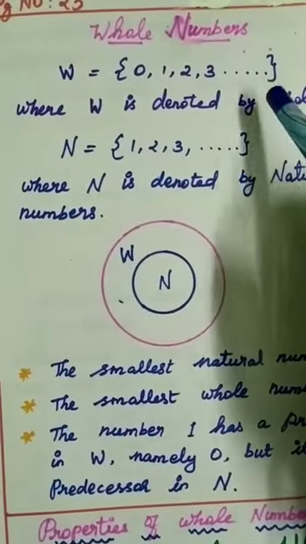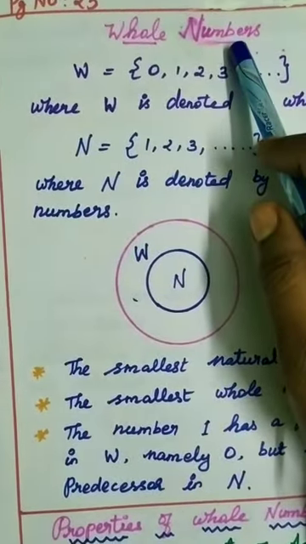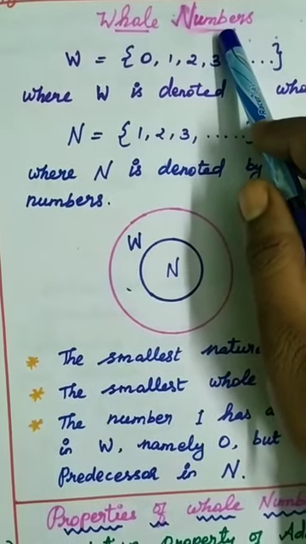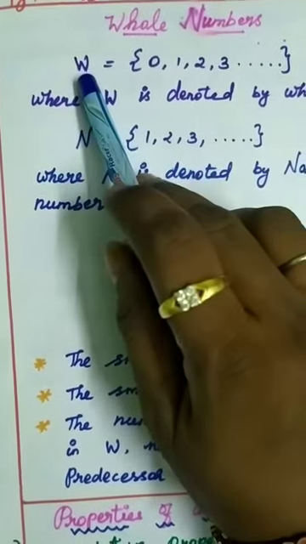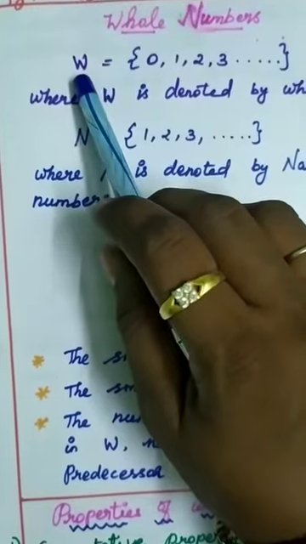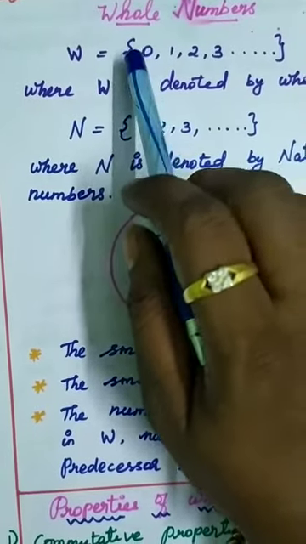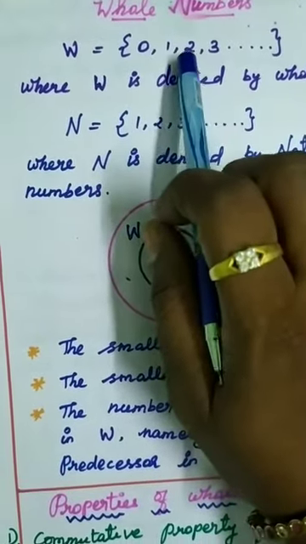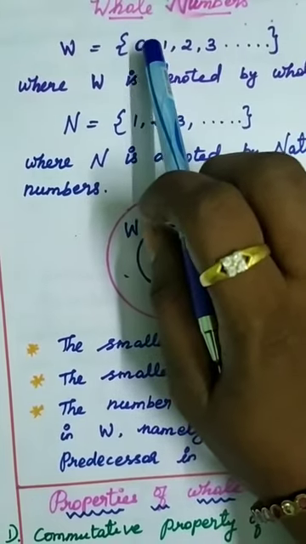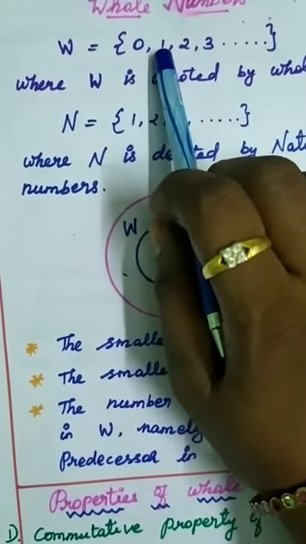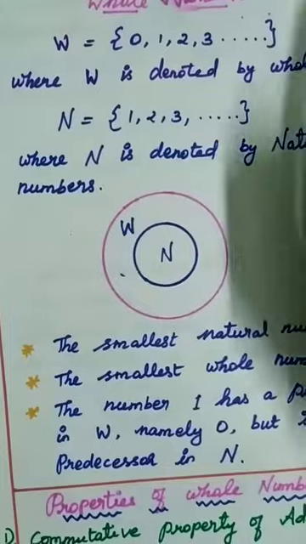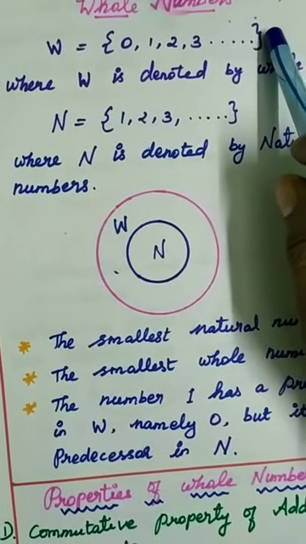Now let's see the first one, whole numbers. Do you know whole numbers? The whole numbers are denoted by the letter W. All the numbers in this set are called whole numbers. The numbers start from 0, 1, 2, 3, etc. These numbers are called the whole numbers.